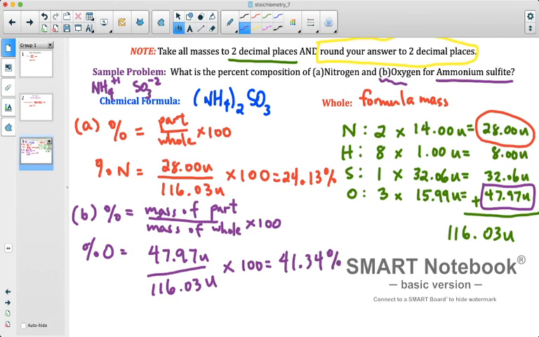All right. This question could have asked for anything, could have asked for the hydrogen's percent composition or the sulfur's percent composition. So just read the question carefully, and then always remember to put your units down as well.